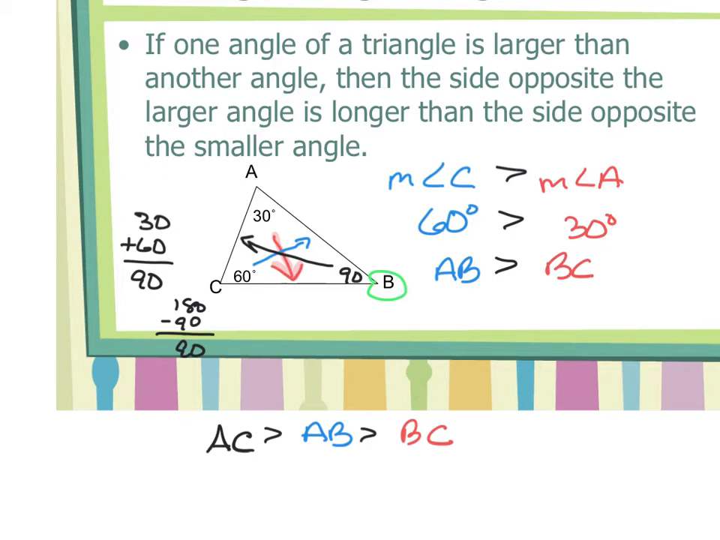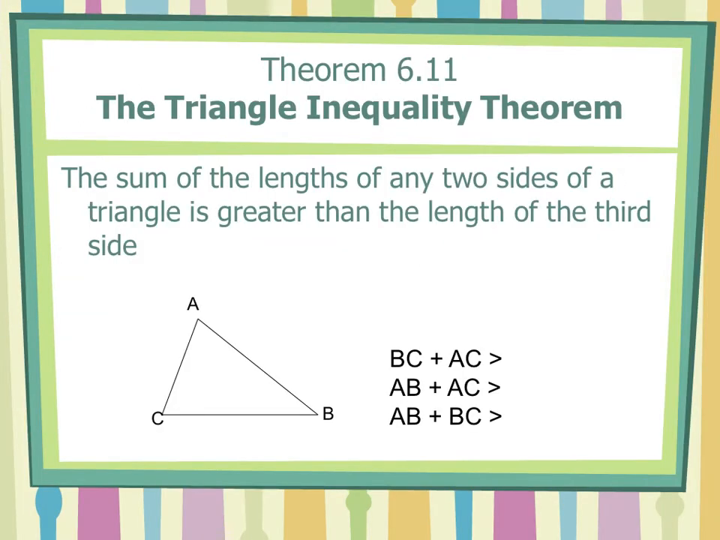The last theorem. And the last theorem, again, don't worry about the number. Memorize the name. The triangle inequality theorem. So the sum of the lengths of any two sides of a triangle is always greater than the length of the third side. So what all these inequalities over here on the bottom mean is if I were to add BC plus AC, that sum should be greater than the other side that I didn't add together.